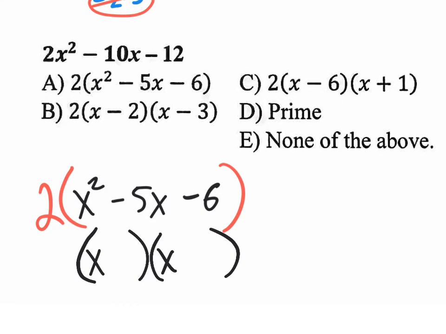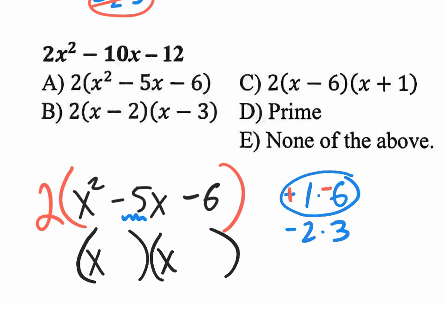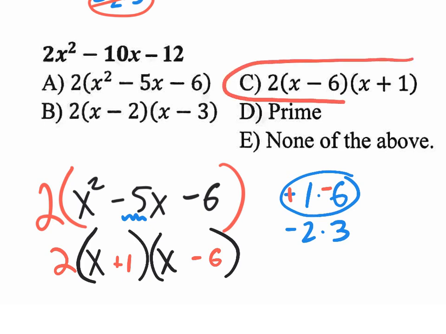Okay, so we won't get confused, let's make a list. Negative 1 times 6 or negative 2 times 3. If I combine negative 1 and 6, do I get a negative 5? No, I get a positive 5. So I have the right numbers. We're just going to change the signs to a positive 1 and a negative 6. And that goes right here, positive 1, negative 6. And of course, the 2 comes down. So which one's the correct answer? C is the correct answer.